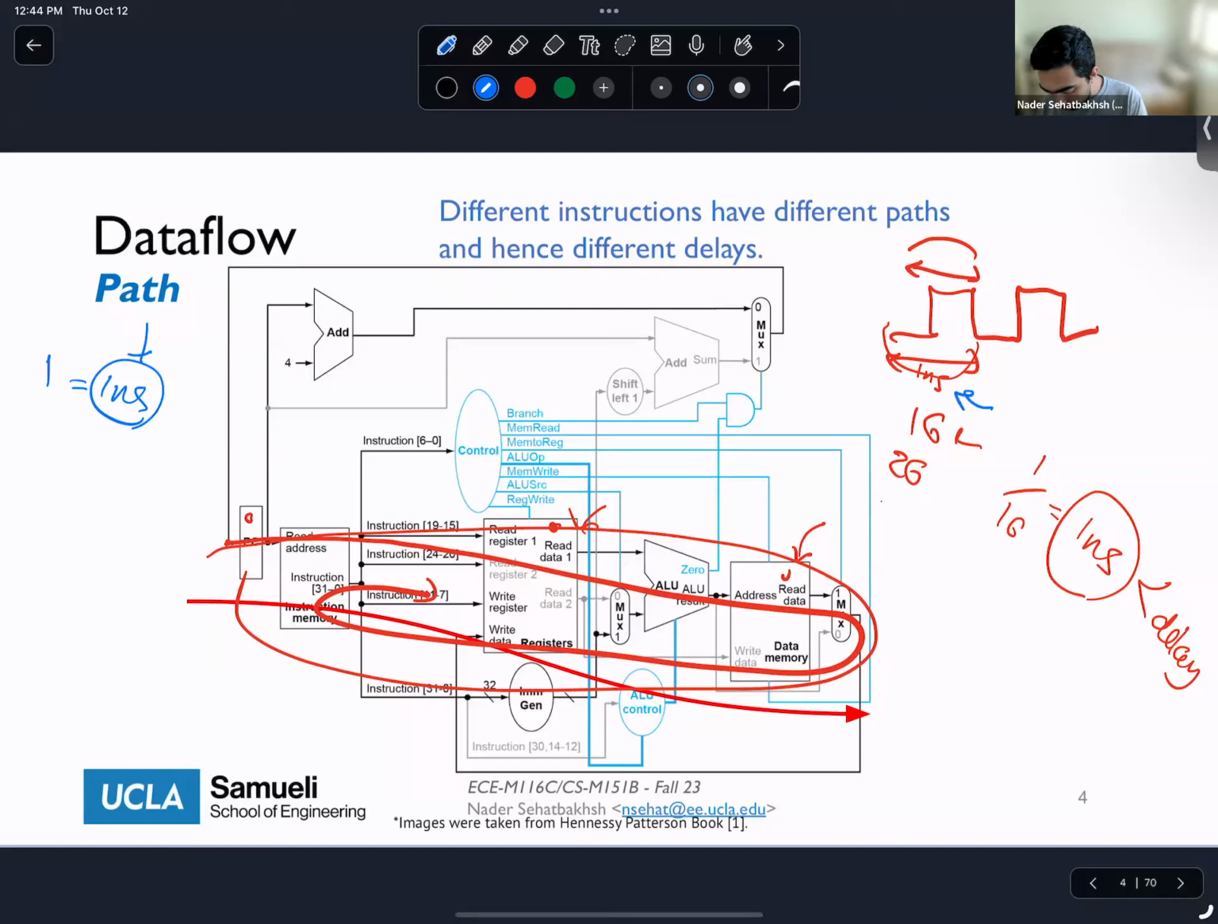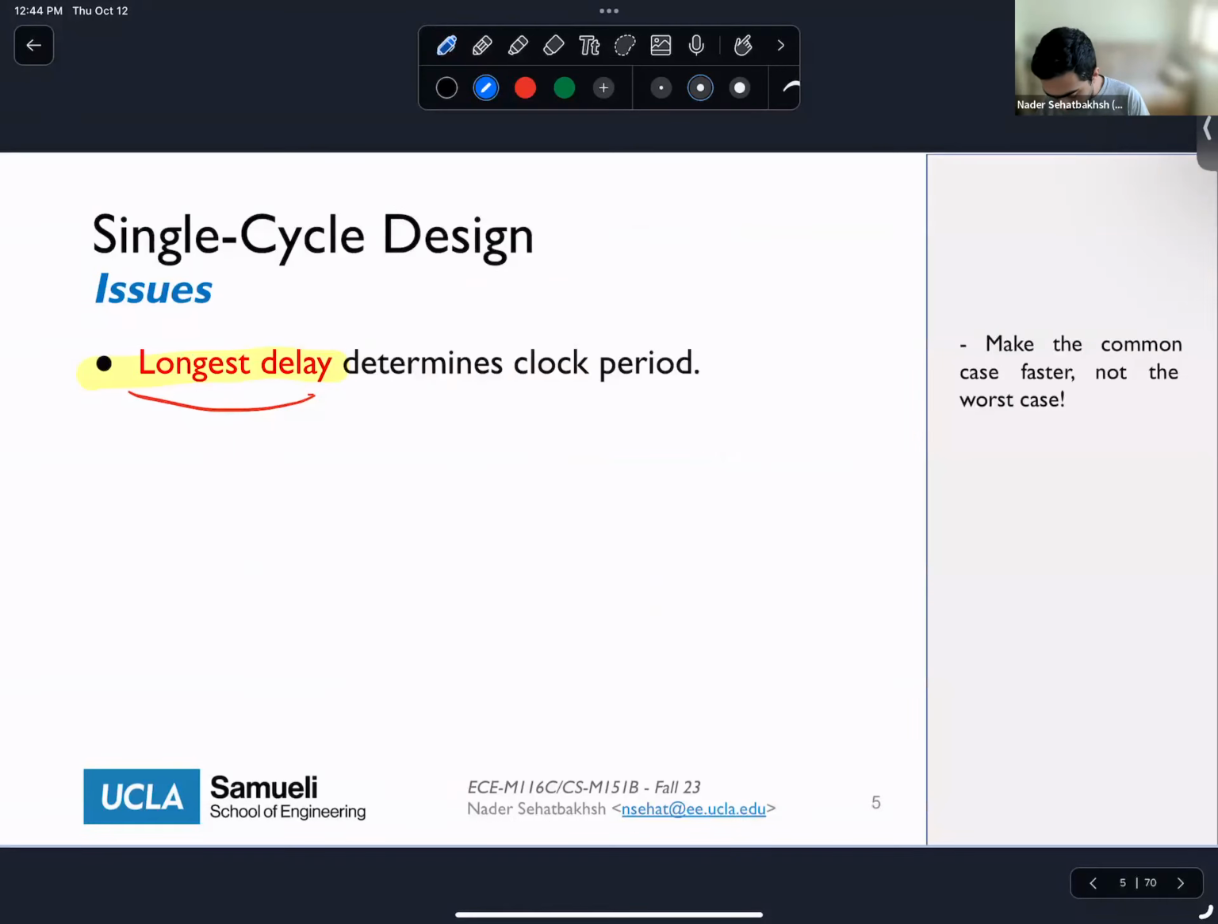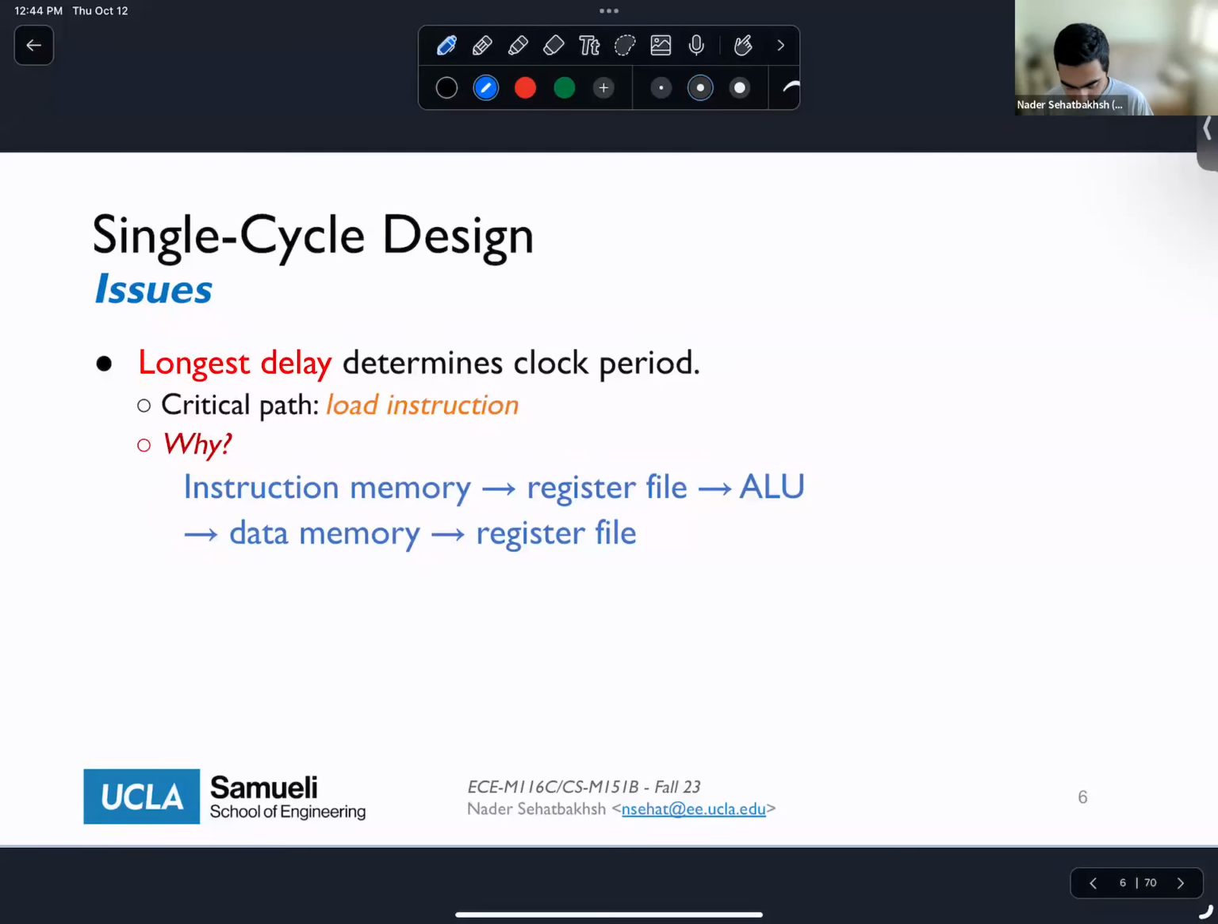How did I come up with this 1 nanosecond? This 1 nanosecond should be bigger than the slowest instruction in my ISA, because that's the critical path. That's the one that decides the clock period, okay? So what is the critical path? Actually, if you solve the homework, you will see that the load instruction happens to be the slowest. The path for the load is the instruction memory to the register file, to the ALU, to the data memory, to the register file. And again, you will calculate the exact number, but you will see that the load is unfortunately the slowest instruction in my ISA.